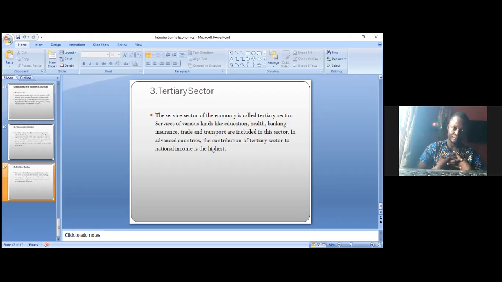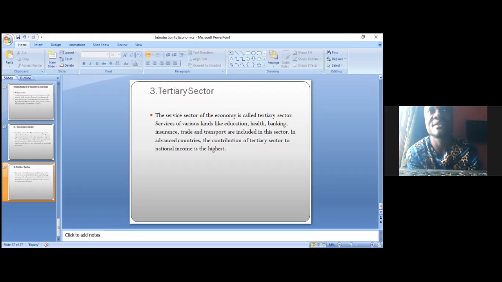When you are carrying out the services like health, education, banking, insurance, trade, and transport. Those are the services sector. They are the service that you render to the economy. That's what the tertiary sector is about.